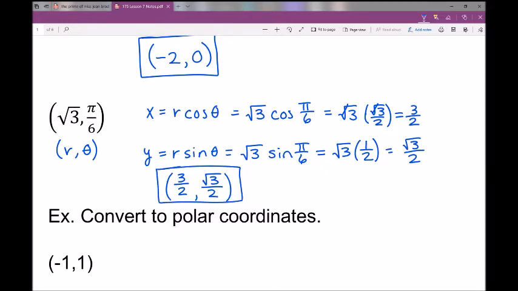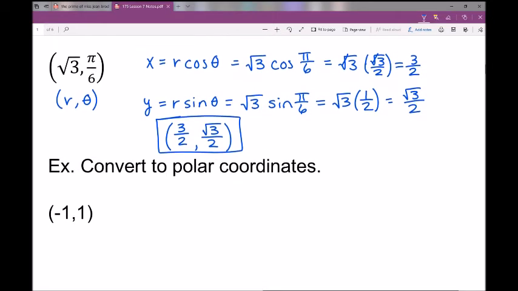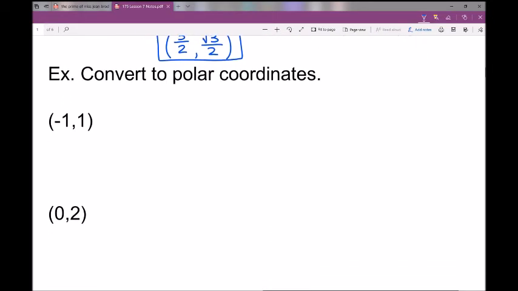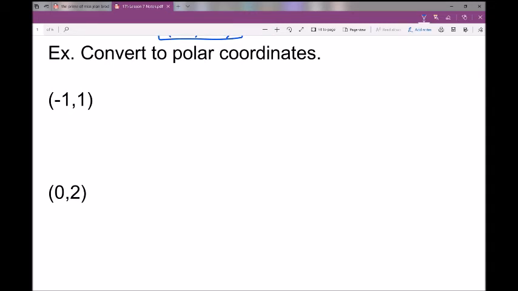So that's going from polar coordinates to xy coordinates. The next one we're going to do is look at a rectangular coordinate and try to turn it into a polar coordinate. Again, the second two equations in that list will be very useful here. First, we're going to look at converting the rectangular coordinate negative 1, 1. We know for a polar coordinate, we're going to need an r and a theta.